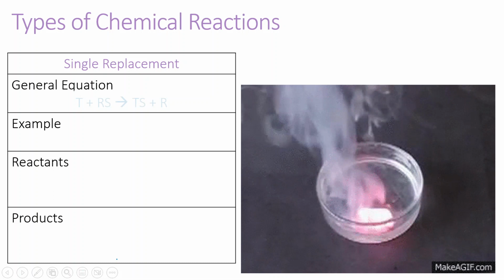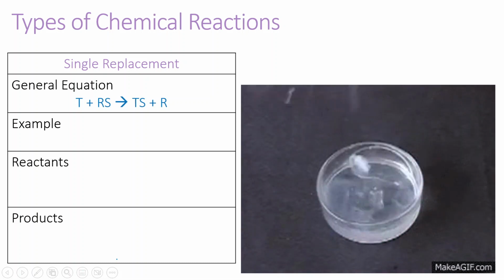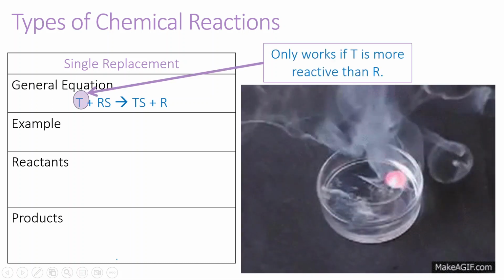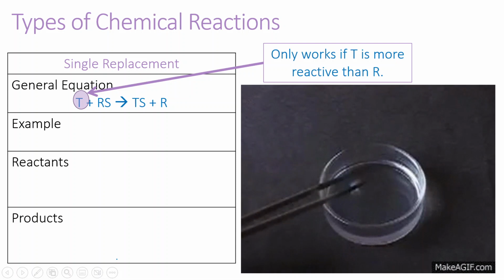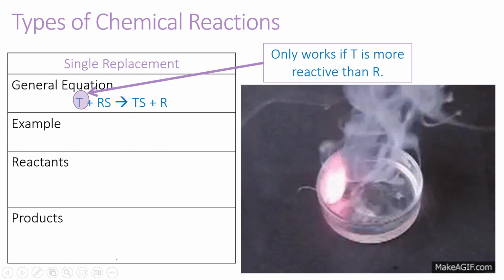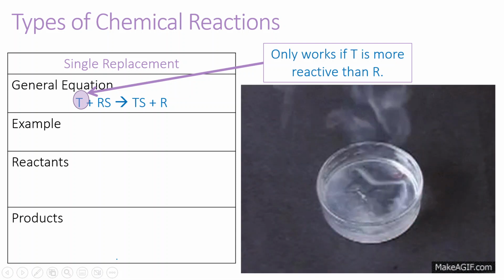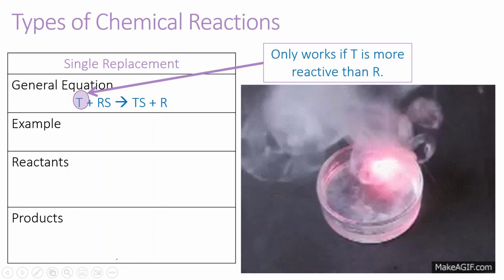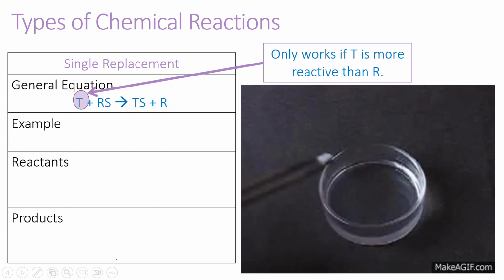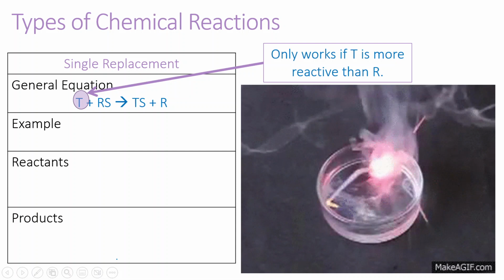Single replacement is where one element replaces another. So here we have T reacting with RS. T is replacing R, and now we have TS, and now R is by itself. Now this only works if the lone element, in this case T, is more reactive than the one it replaces, in this case R.